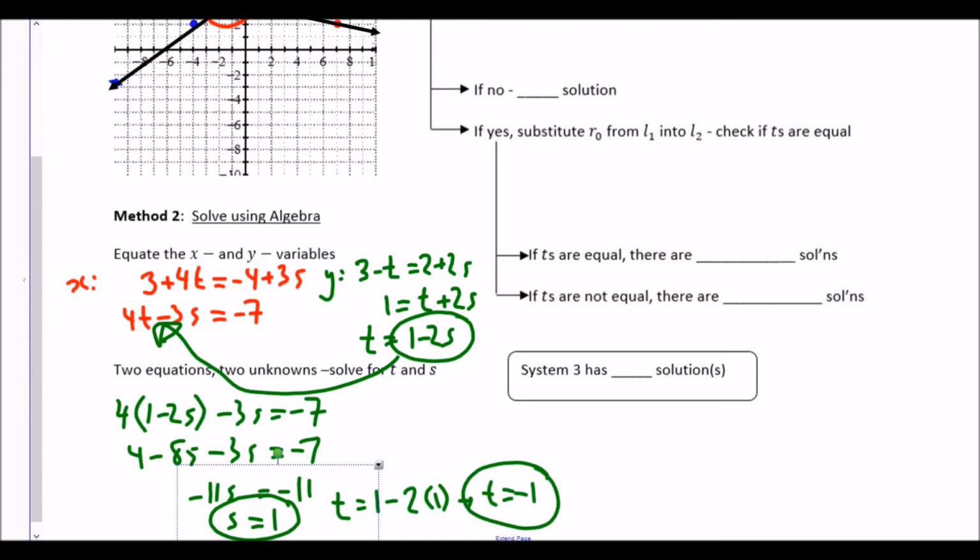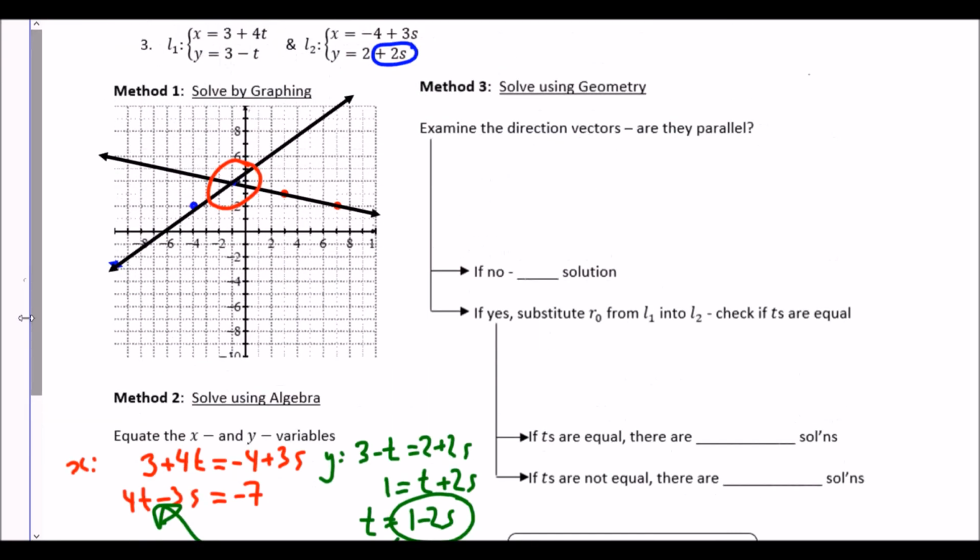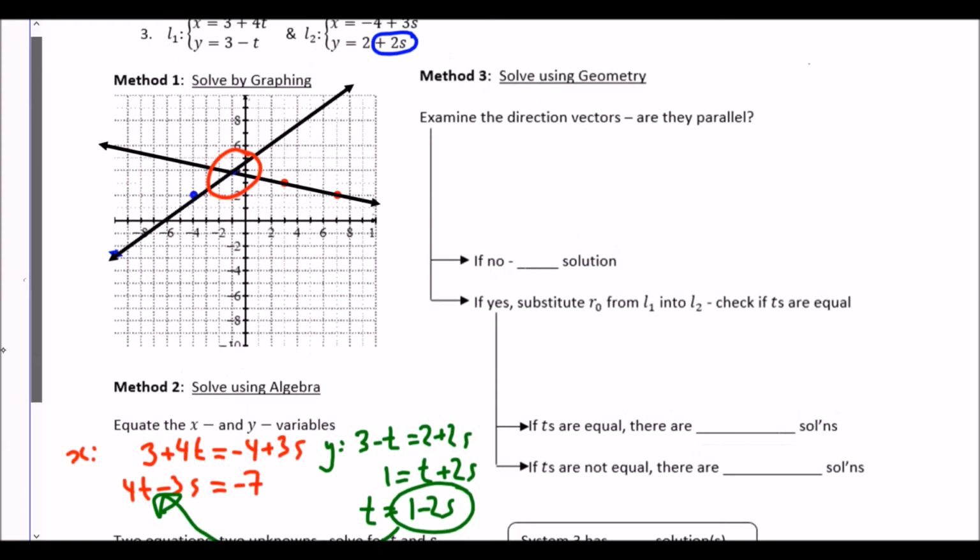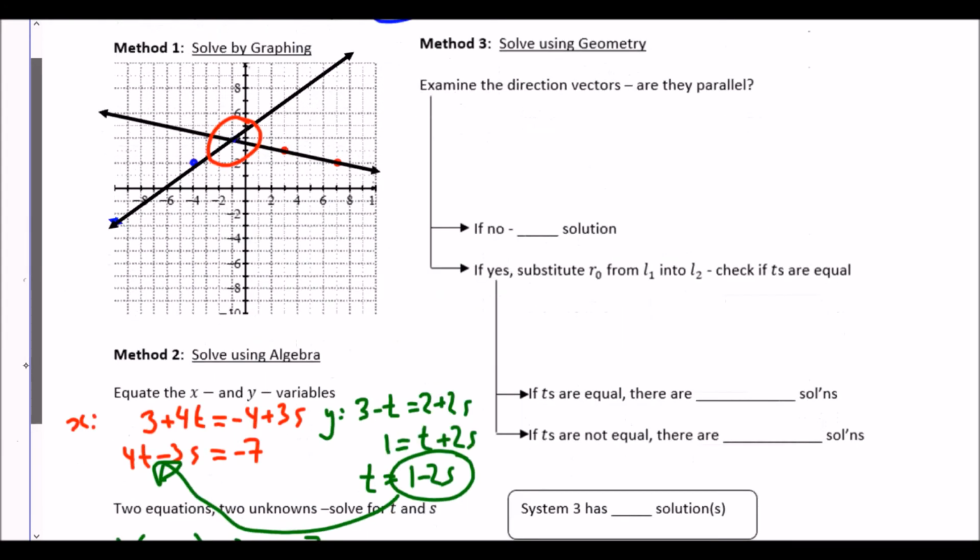And then I can substitute it back into my equation. Either one, line 1 or line 2, I've got s and t. So I really didn't need to solve for s and t, just one of them. So let's solve for t. t is the easier. Let's go with s. s is equal to 1.